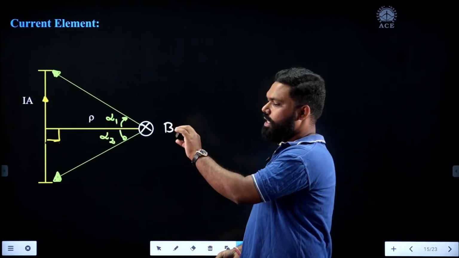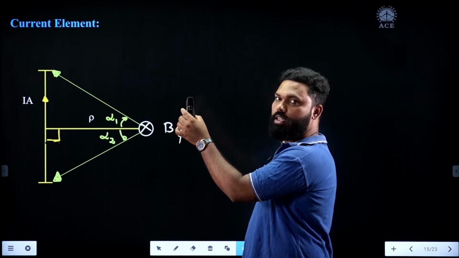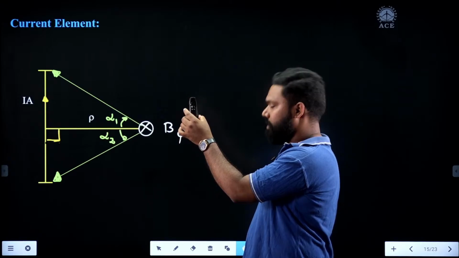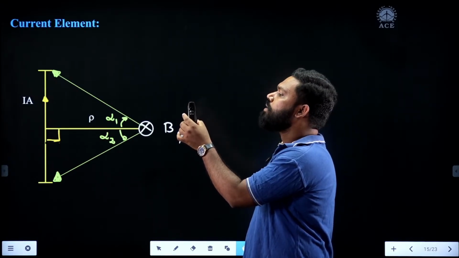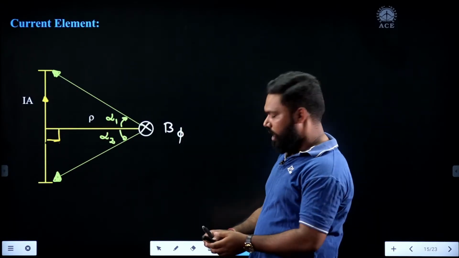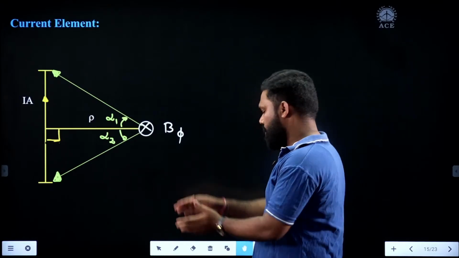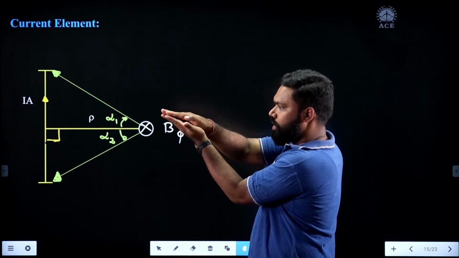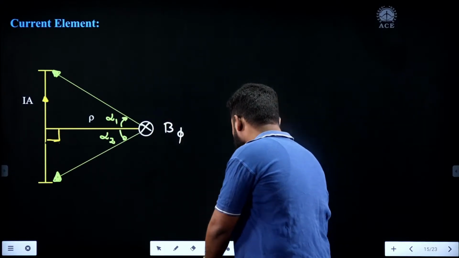There is a current carrying conductor. I want to find out the magnetic field at a certain distance. So I need to see this angle and this angle. This angle is alpha 1. This angle is alpha 2. Or remember something like this: this is alpha 1 and this one is alpha 2. That is how the angles are defined.